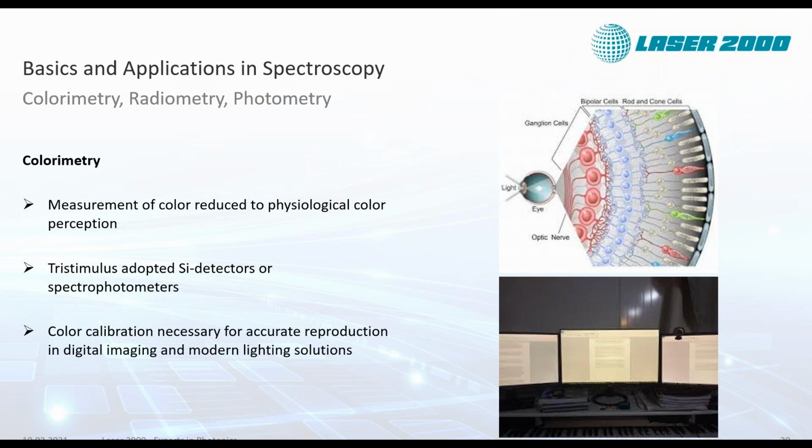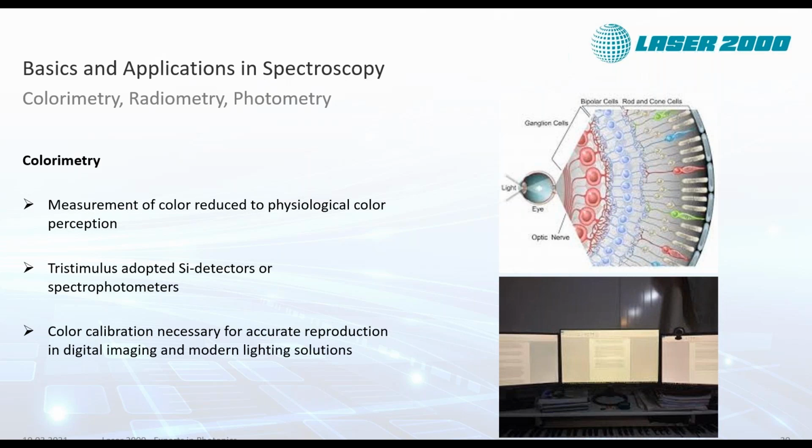Colorimetry. There are two terms of colorimetry. The one is the chemical colorimetry that you can use to design nice-looking cocktails, or check in beer production maybe if your beer color is too dark or too light. So, of course, for other purposes. And the other point of colorimetry is the color measurement reduced to the physiological color reception. Therefore, most often tri-stimulus adapted silicon detectors or spectrophotometers are used.